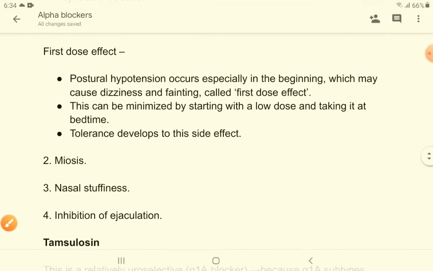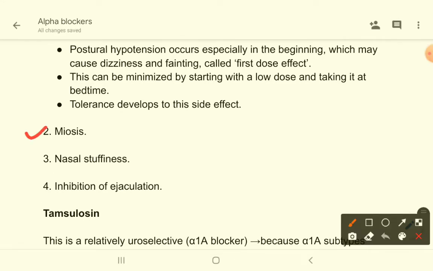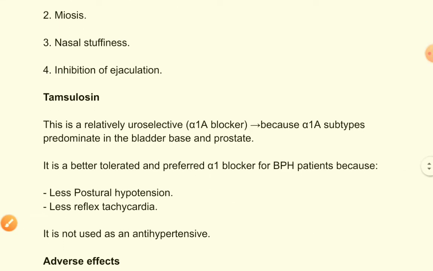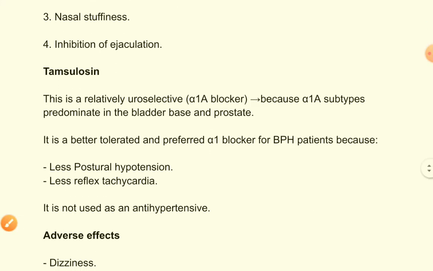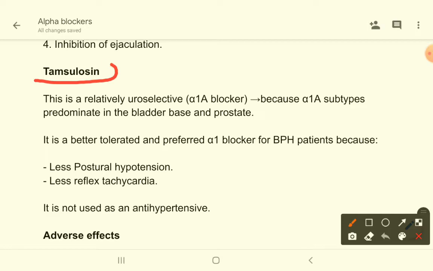And there are some other adverse effects like miosis, nasal stuffiness, inhibition of ejaculation, etc. Now let's come to another important drug which is used very commonly, that is tamsulosin.